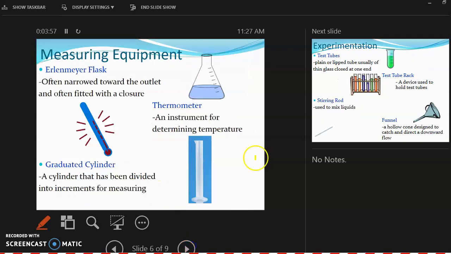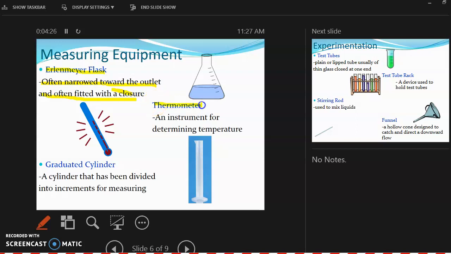Okay, an Erlenmeyer flask, and some of you probably just know it as a flask, but this is the scientific name, is often narrowed toward the top of the outlet and is often fitted with a closure. It doesn't necessarily have to have the closure up here, but you can see where it's narrow right here and then it's fitted toward the closure.